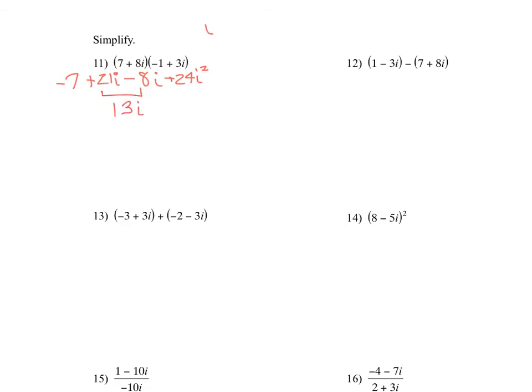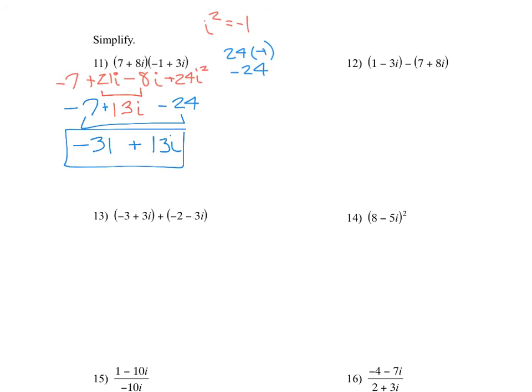Now remember that i squared is equal to negative 1. So for this next part, we have 24 times negative 1 because it's multiplied with i squared. So that's going to give us a negative 24. We still have our -7. So we can now combine these two terms together. So I have my -24 minus 7, so it's going to give me -31, and then I'm going to carry down my plus 13i. And that is going to be my answer for this problem.